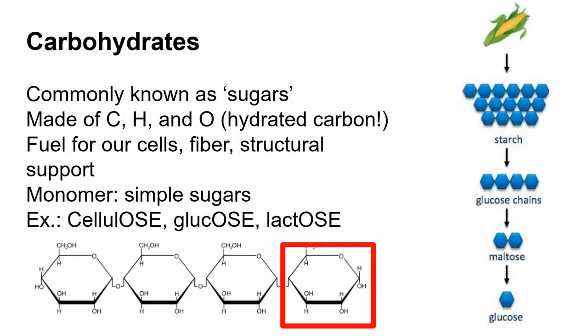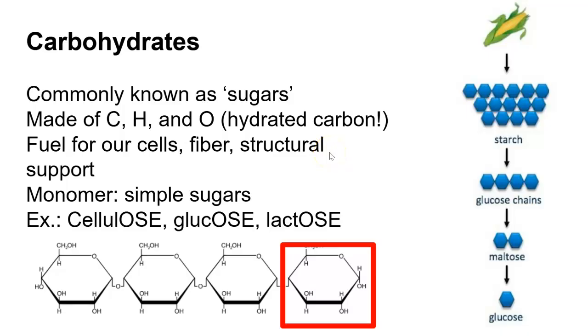All right, so let's look at the first one. Our first macromolecule is a carbohydrate. These are also known as sugars. The elements going into a carbohydrate are carbon, hydrogen, and oxygen. If you think about a carbon that's been very hydrated, you're going to get a carbohydrate. These carbohydrates serve as fuel for our cells. They also give us fiber. A lot of fiber in our diet comes from carbohydrates, and they offer structural support as well.